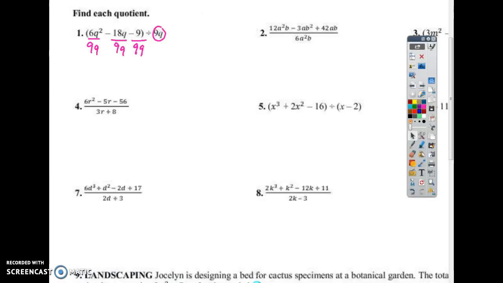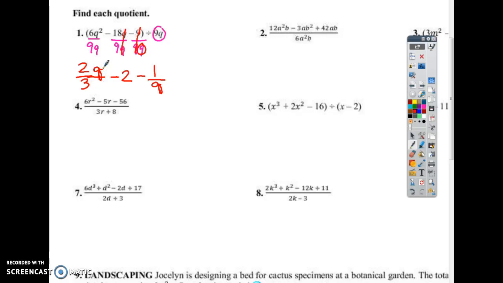So on your paper, you're going to put 2/3. And then how many cubes do you have left over? Just 1, and it's on top. So you leave it on top. Okay? Negative 18 divided by 9 is negative 2. The cubes cancel. And negative 9 divided by 9, the 9's cancel, and that leaves you with the q on bottom, so it's a negative 1 over q. Okay? That's a q, not a 9. And that's a q, not a 9.